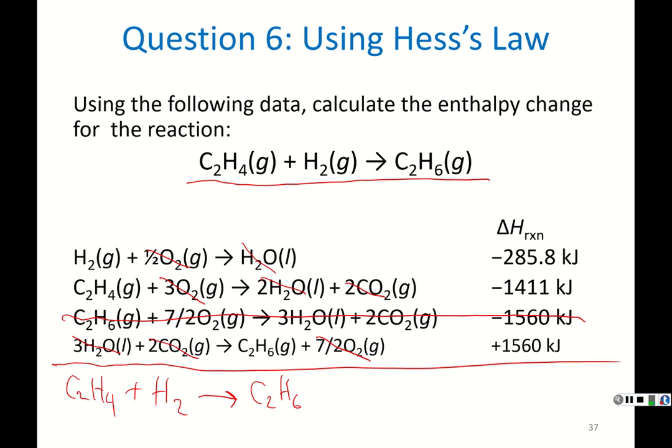Right, so then we would just add up all these delta H values. We'd sum those up. And when you do that, you should get the delta H of our target reaction as minus 136.8 kilojoules, or kilojoules per mole.